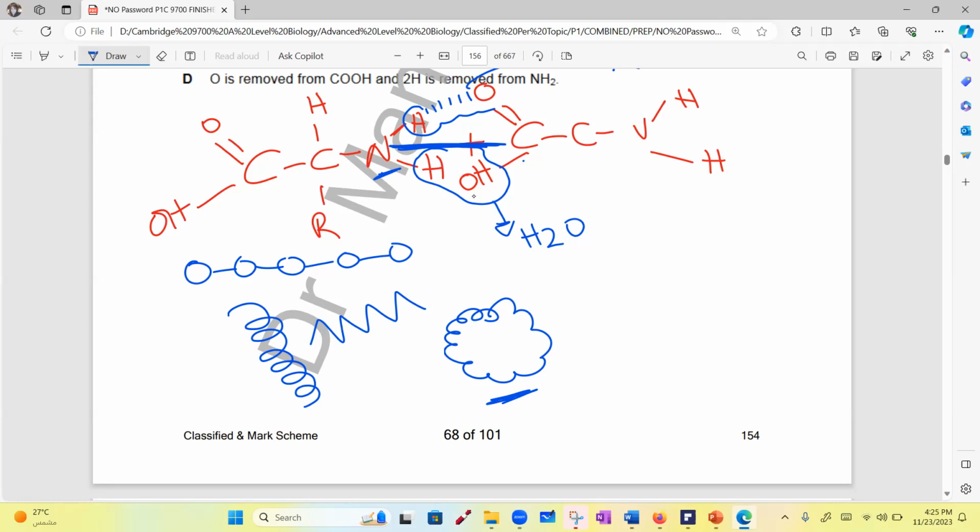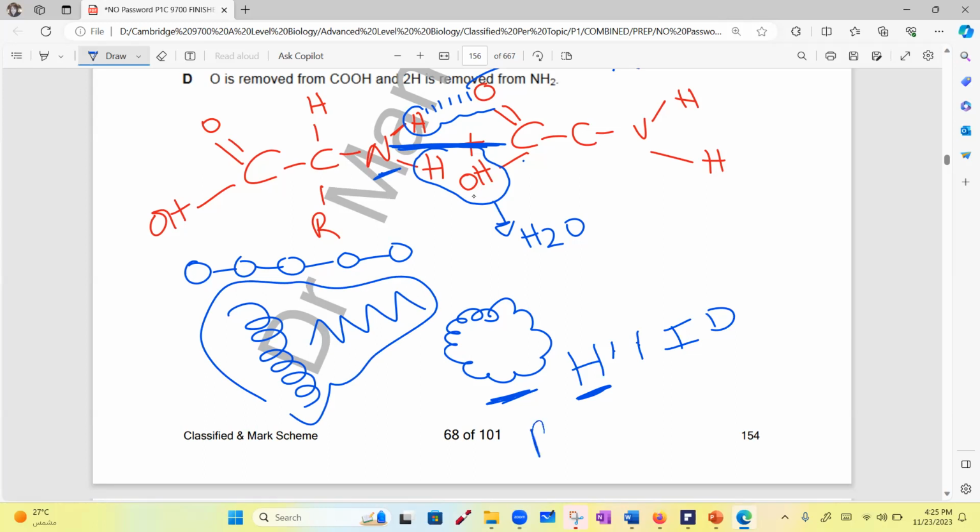We have HHID. What's the first H? Hydrogen bonds. This hydrogen bond is not the same as the hydrogen bond found in the secondary structure. This hydrogen bond in the tertiary structure is between the R groups of the amino acids. And then what's the second H for? Hydrophobic bonds, again between the R groups, between the hydrophobic or the non-polar R groups.